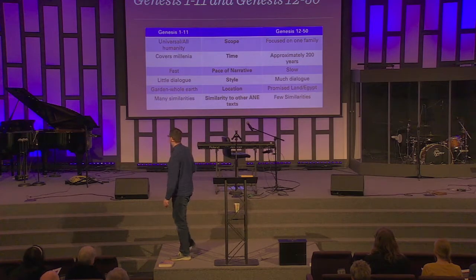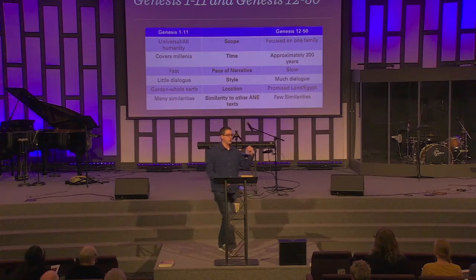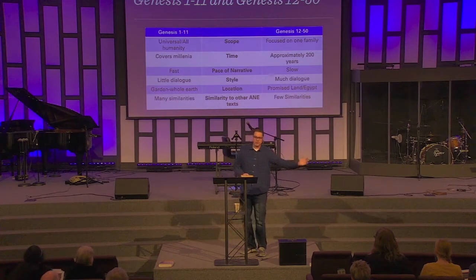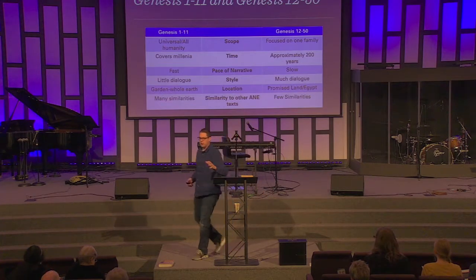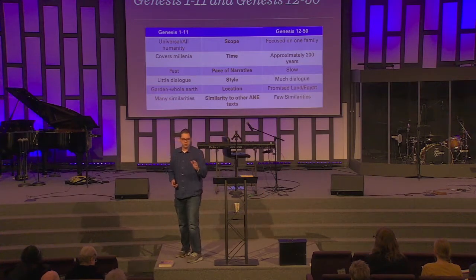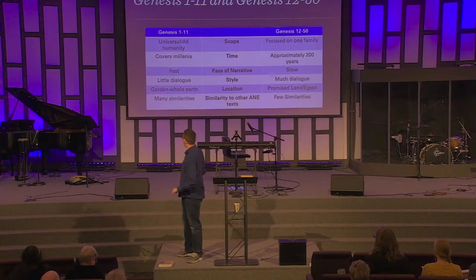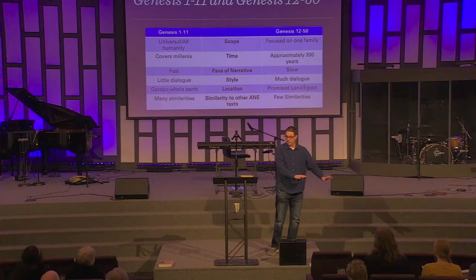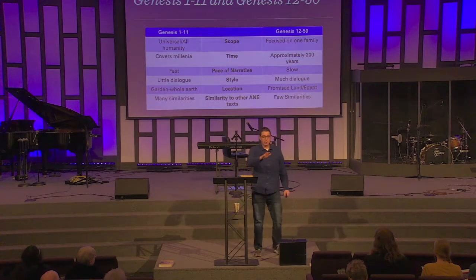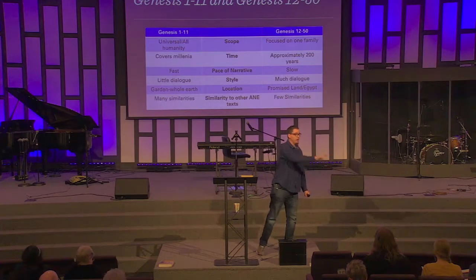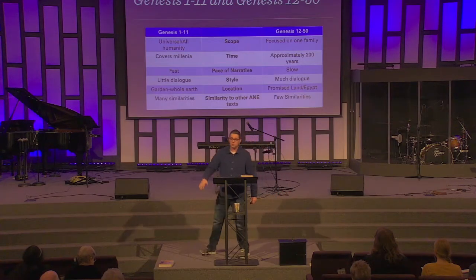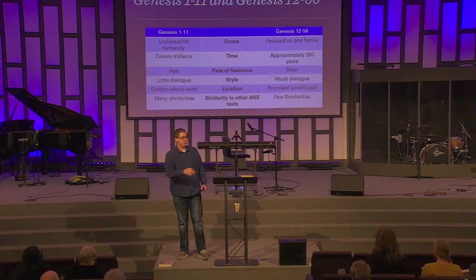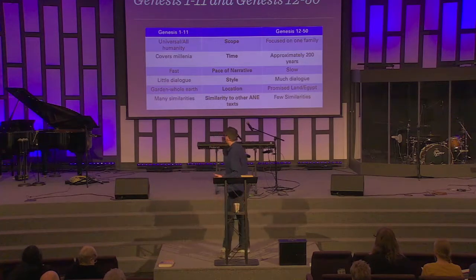The pace of the narrative in Genesis 1 through 11, again, you're going fast, one generation to the next. In one chapter in Genesis 5, you go through seven generations, okay? So it happens very fast in Genesis 1 through 11, but Genesis 12 through 50 slows down. You get to walk with Abraham all the way from Ur of the Chaldeans all the way to the Promised Land. Then you go down to Egypt. Then you come back. It's very slow in terms of the narrative as opposed to Genesis 1 through 11. The pace is very fast.